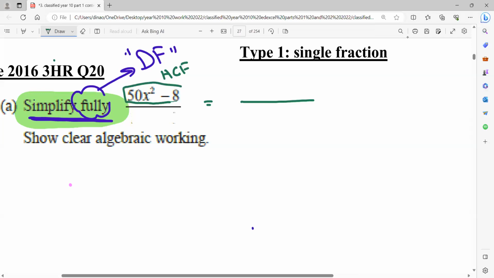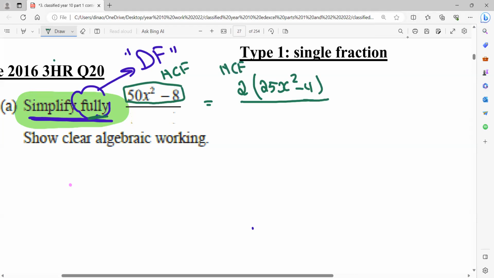So this numerator has two steps to be factorized. First, let's take the highest common factor. I'll work on it as an HCF question. So 50 and 8, the highest common factor is 2. And then you factorize normally: 25x power 2 minus 4. So this is the highest common factor step.